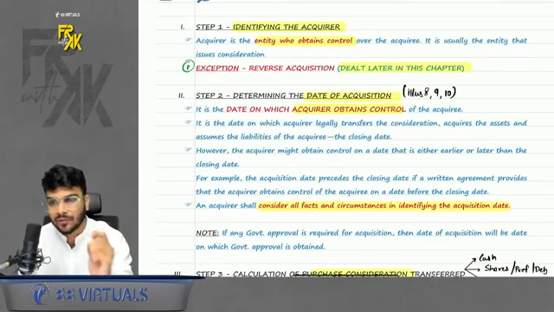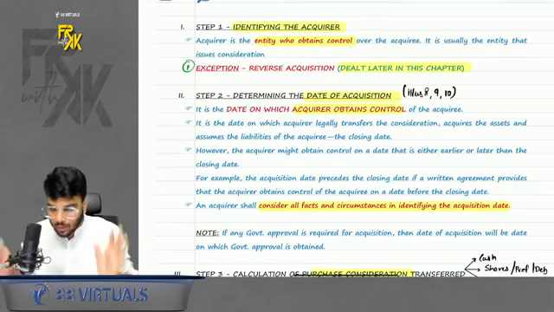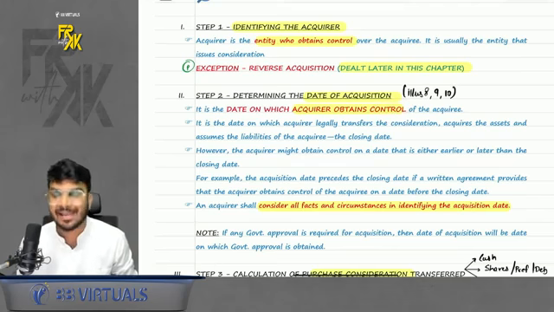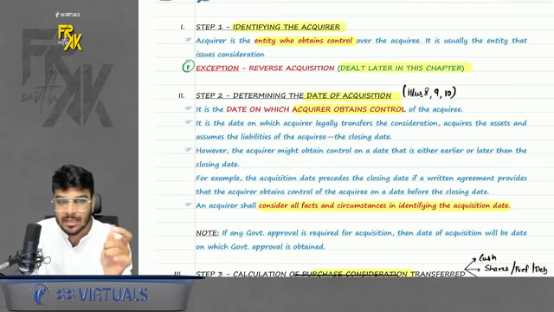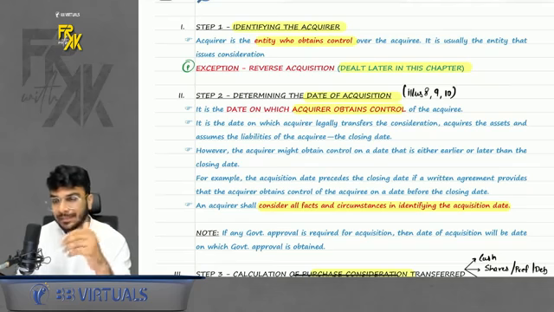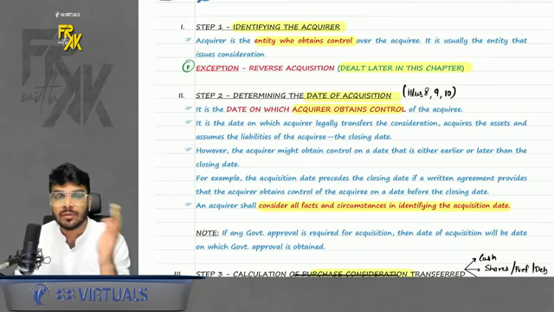Second step was determining the date of acquisition. Which is going to be the date of acquisition? The date when you obtain the control is going to be the date of acquisition. So let's say I acquired Mukku on 1st July. So 1st July is the date of acquisition. But in a theory question or it may be in MCQ, there might be multiple dates given, that we discussed on 1st July. We entered into agreement on 1st August.